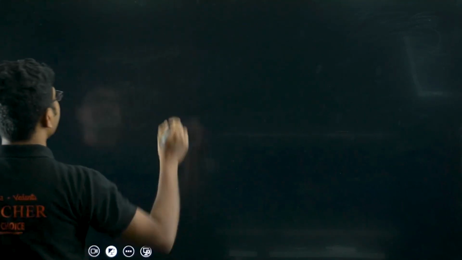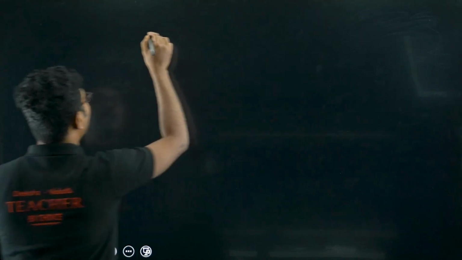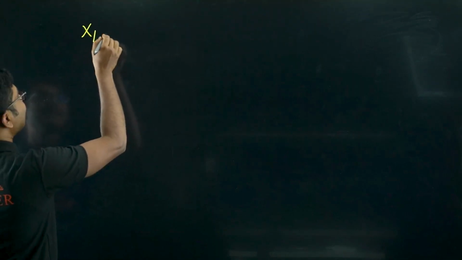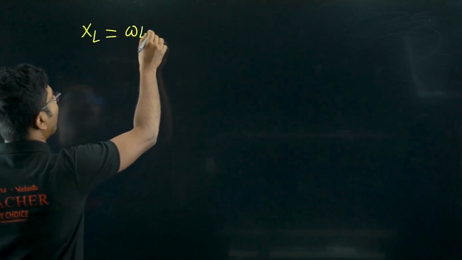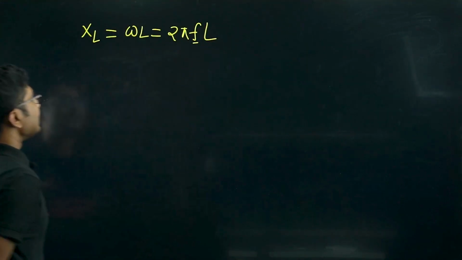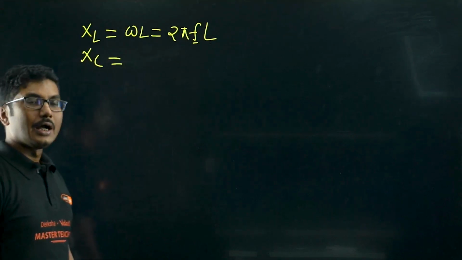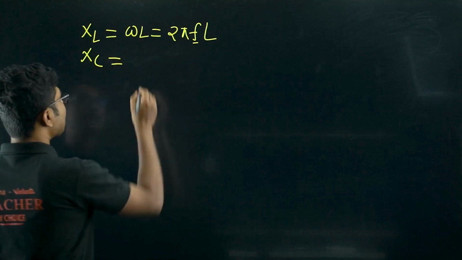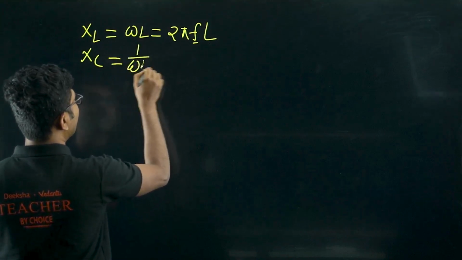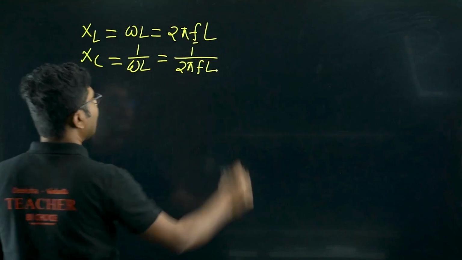Now let us remember a few important formulas. First of all, my favorite chapter is alternating current. First, what is XL? XL is omega L or 2 pi F L, where F is frequency. What is XC? Steps you have to remember: first calculate the inductive reactance, then the capacitive reactance. Capacitive reactance is 1 by omega C or 1 by 2 pi F C.